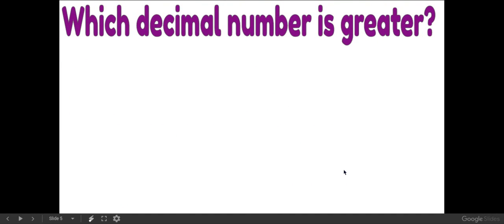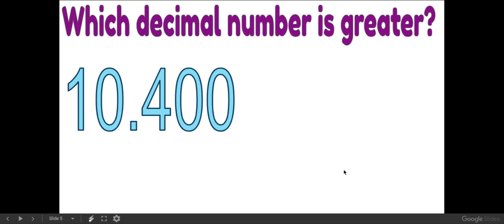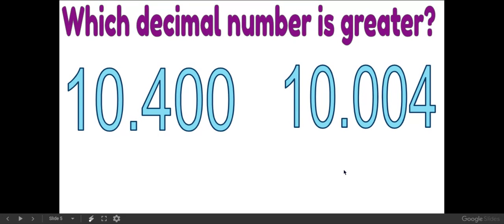Let's try another example. So which decimal number is greater? 10 and 400 thousandths or 4 tenths? 10 and 4 thousandths. So again, we start by looking at our tenths. So in this case, we have 4 tenths and 0 tenths. So this one is going to be larger.